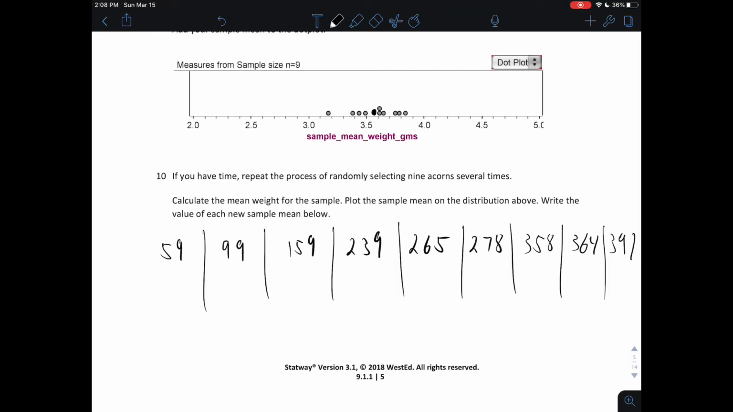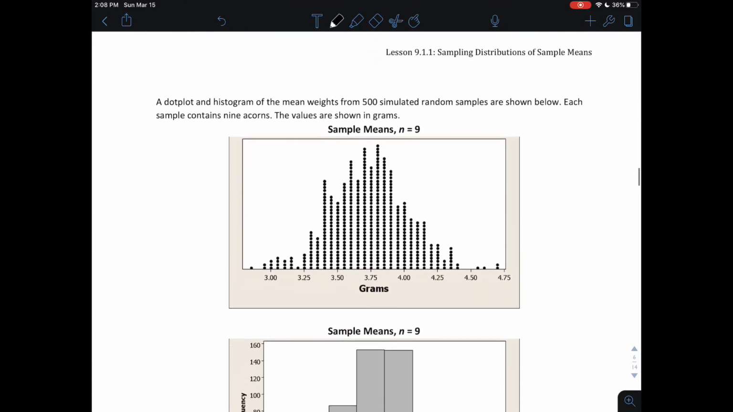So you can match that up with the table of acorn weights, find the mean weight X bar by adding up all of those X values, and then dividing by 9. And when you finish that, you can plot the dot up in that dot plot above. But we're going to move on.